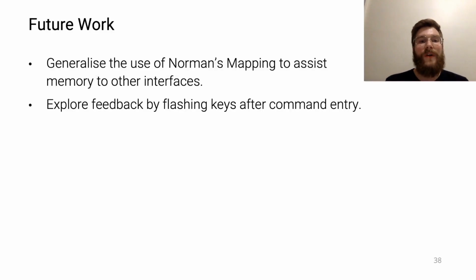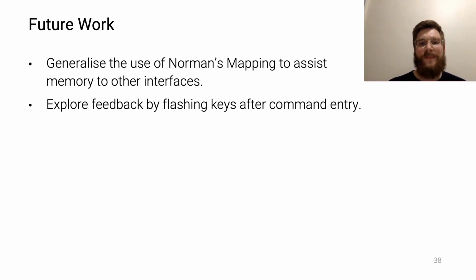For future work, we'd like to generalize the use of Norman's mapping for assisting memory to other interfaces. For example, we only showed that Norman's mapping works for keyboard shortcuts and keyboard visualizations, but we think that this principle is generalizable, and maybe we could use it to improve memory of other things. For example, VR menus sometimes show a controller, and we think that there's a good chance that this improves memory of those command locations.